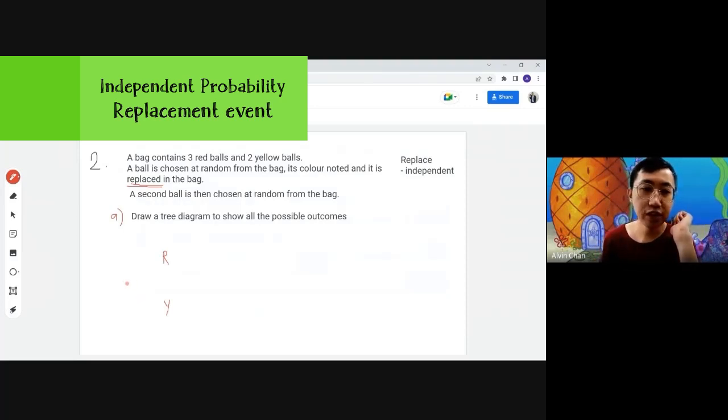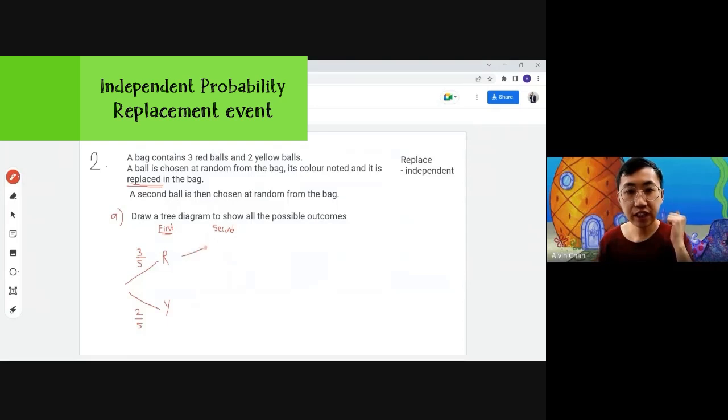So branch immediately. On top of this branch, you have your probability. What is the chance of getting red? It is 3 out of 5. That's why it's written like that. And then you write here. Don't write at the top, very confusing. You write at the bottom, 2 over 5, like that. So that one, you don't have to write choice. You just write first.